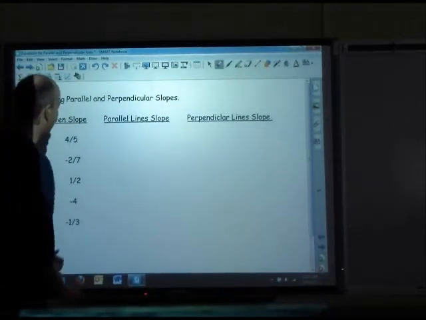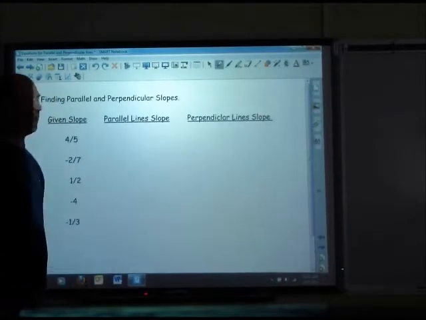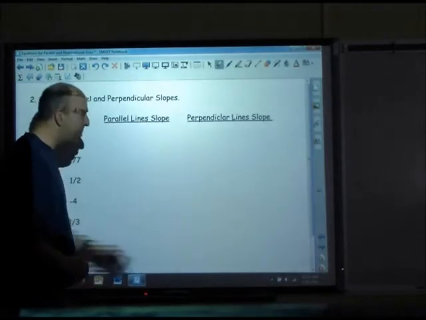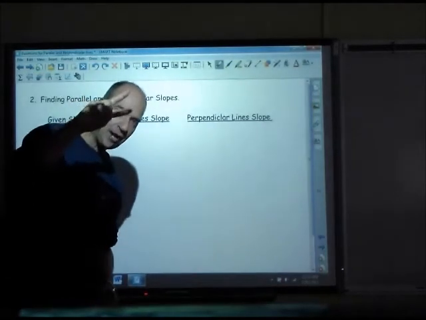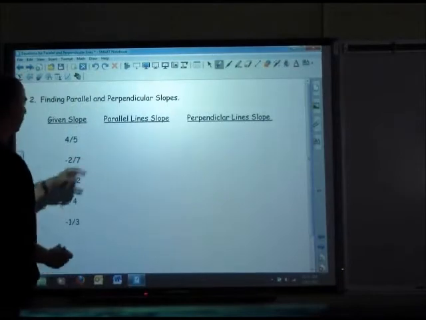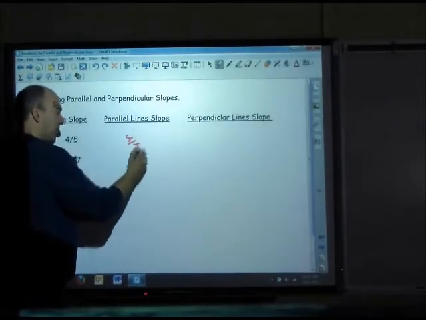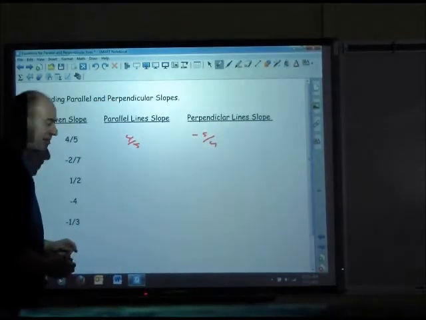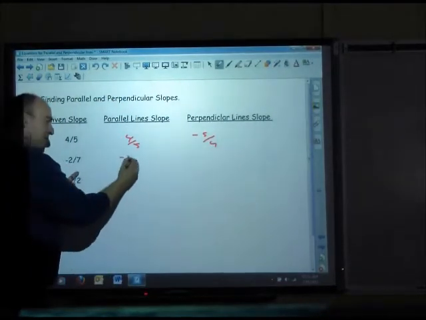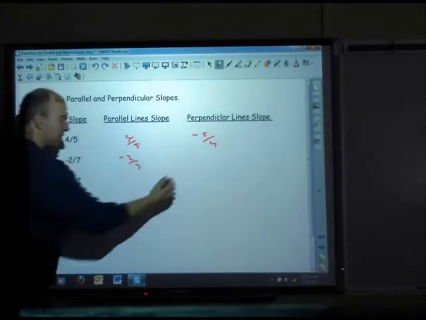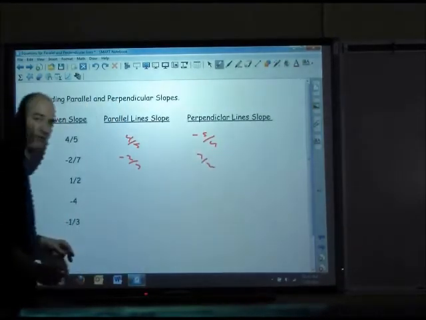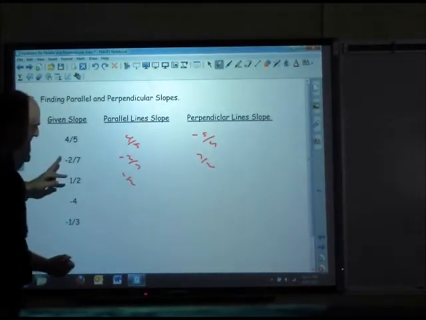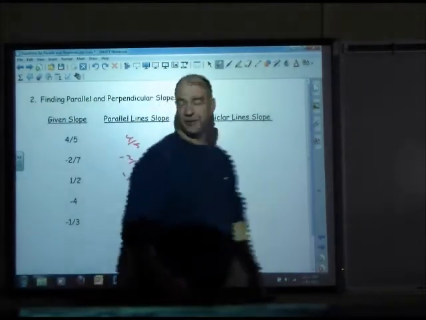So, here's a table. I give you a slope, and I want the parallel line slope, and I want the perpendicular line slope. Parallel lines have the same slope. Very good. Perpendicular line slopes are negative reciprocals. All right, so 4/5 parallel, 4/5 perpendicular, negative 5/4. Okay? Negative 2/7 parallel, same slope. Perpendicular, flip it and change the sign, positive 7/2.